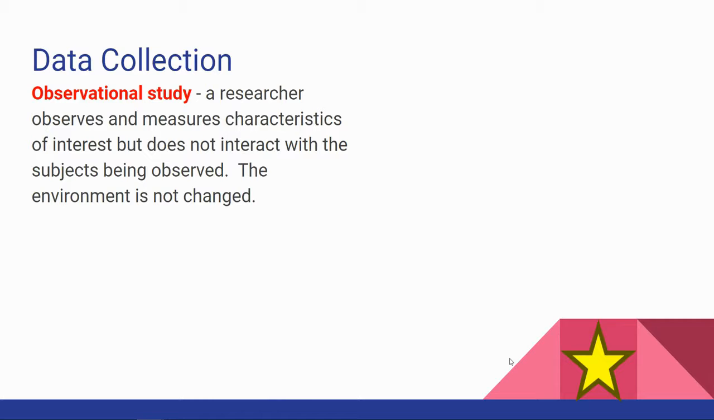So, data collection. There are 4 types. The first one is an observational study. This involves a researcher observing and measuring characteristics of interest, but does not, repeat, does not interact with the subjects being observed. The environment is not changed.